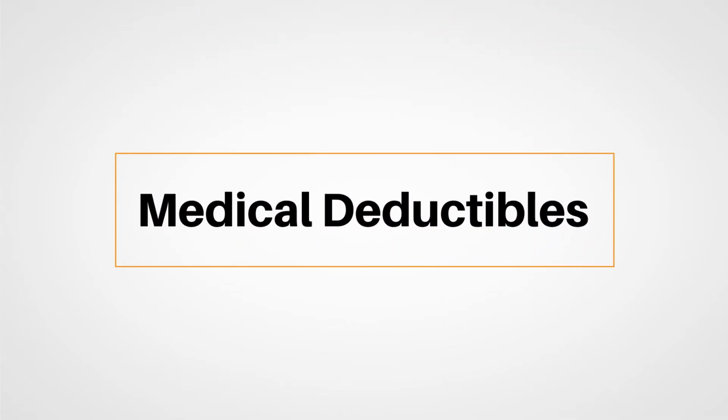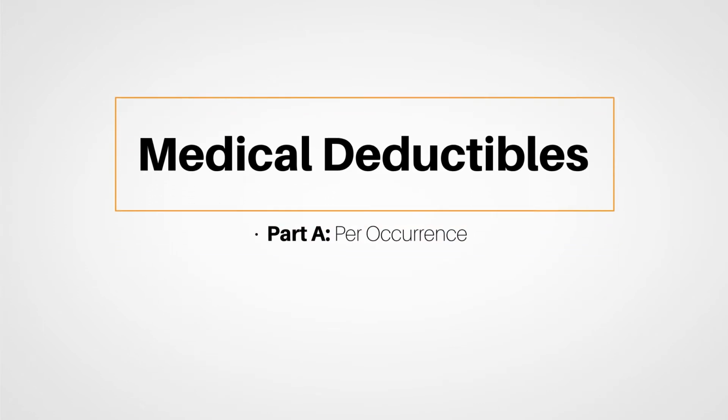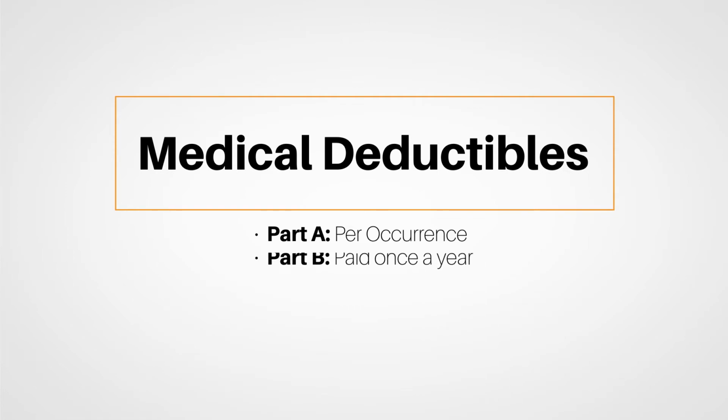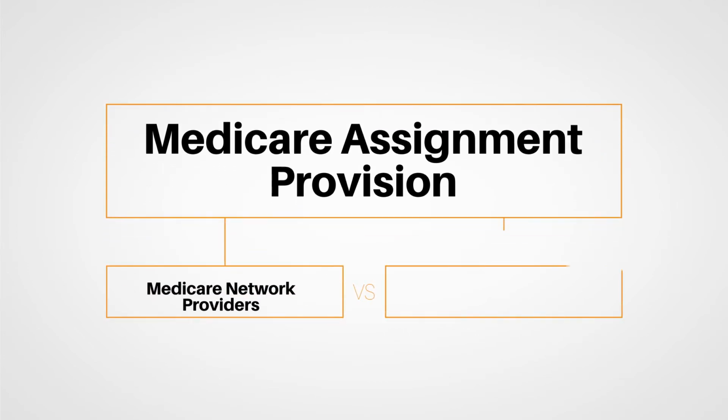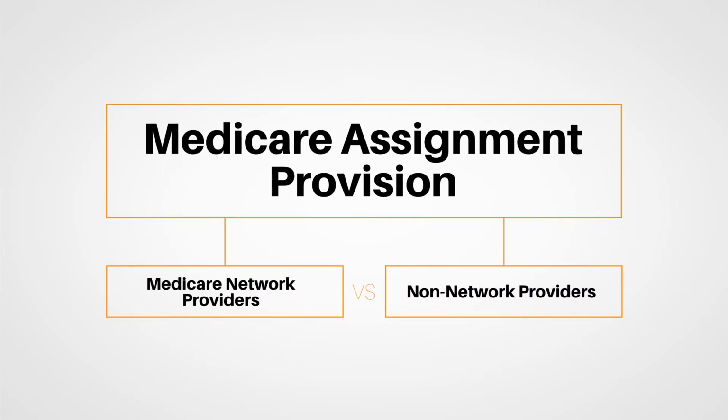We also looked at important aspects of Medicare deductibles. Remember, the Part A deductible is per occurrence and must be paid at the start of a new benefit period, and the Part B deductible only needs to be paid once a year. Then we examined the Medicare assignment provision and Medicare's network of providers as compared to medical providers that aren't part of the network.